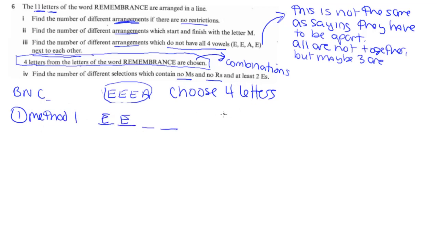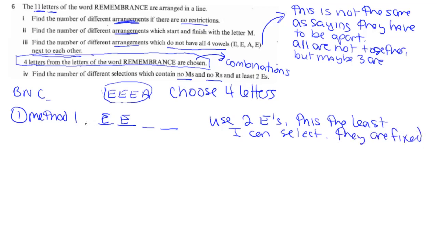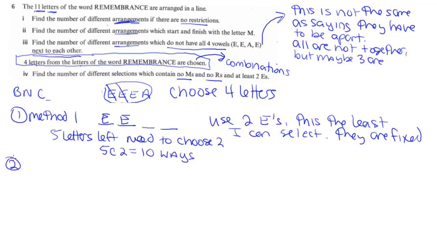Now what's happened is, I still need 2 more, and when I take the 2 E's that I've fixed off the table, I'm going to have the letters B and C, and then an E, and then an A. So I'm going to have 1, 2, 3, 4, 5 letters to choose from, and I need to choose 2 of them. So now to find what I'm actually going to pick, I just need to know what 5 choose 2 is. That's going to equal 10.